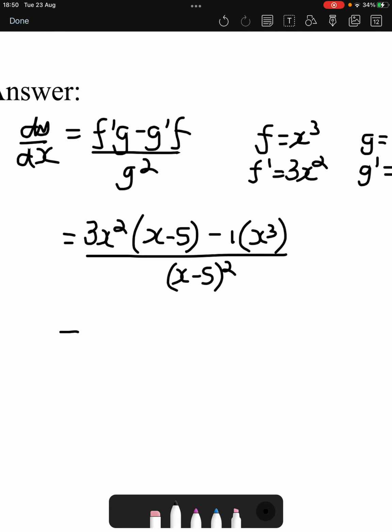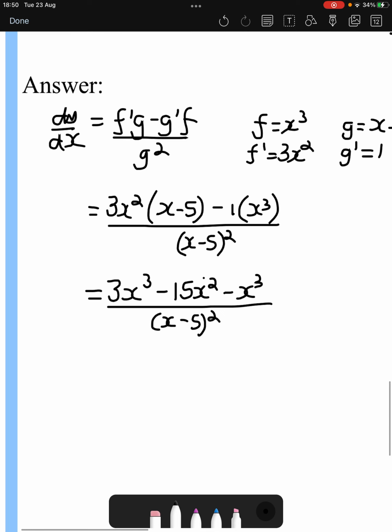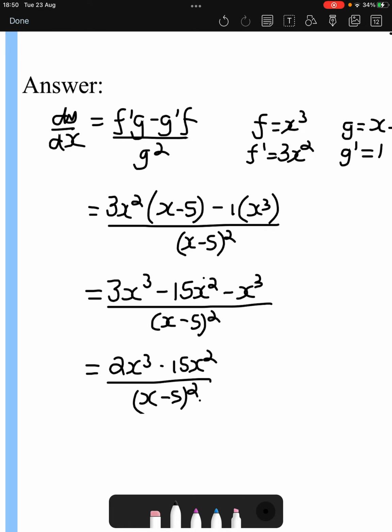Okay, now, this one's kind of obvious that you could tidy this up, right? So that's going to give you 3x cubed minus 15x squared minus x cubed. Especially because it's asking you to do something with this. So think back to functions in higher. You multiply out and you've got something to do with it. Think about f of g of x sort of questions. So 2x cubed minus 15x squared over x minus 5 all squared. Okay, so that is our derivative.